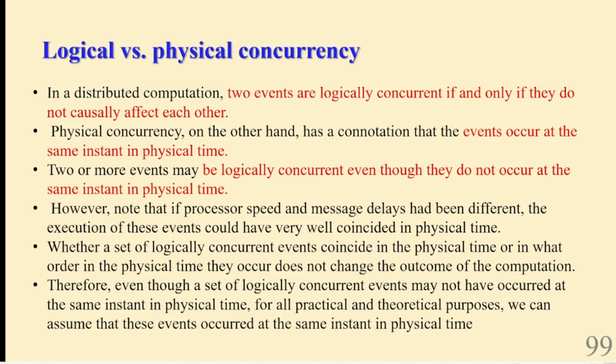So for logical concurrency, two events are logically concurrent if neither event causally affects the other. Their physical execution time or order does not affect the outcome of the computation. Whereas two events are physically concurrent if they occur at the same instant according to physical time. Okay, distributed systems care about logical time, not physical time, because there is no global clock. Therefore, causality is more important than actual clock time. Always keep that in mind.